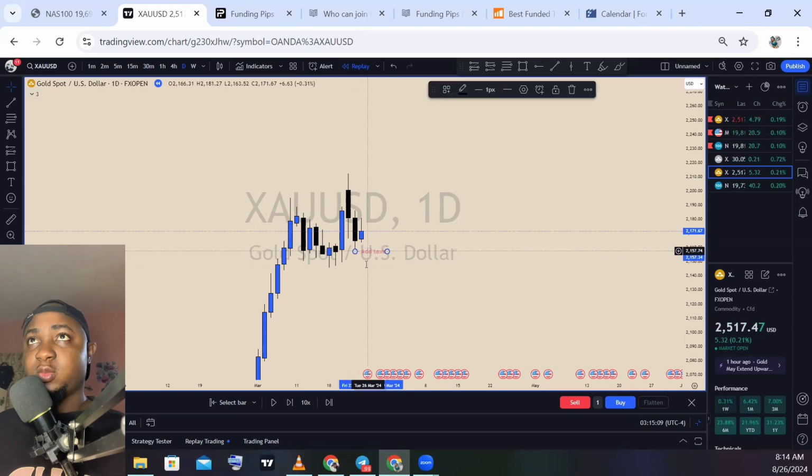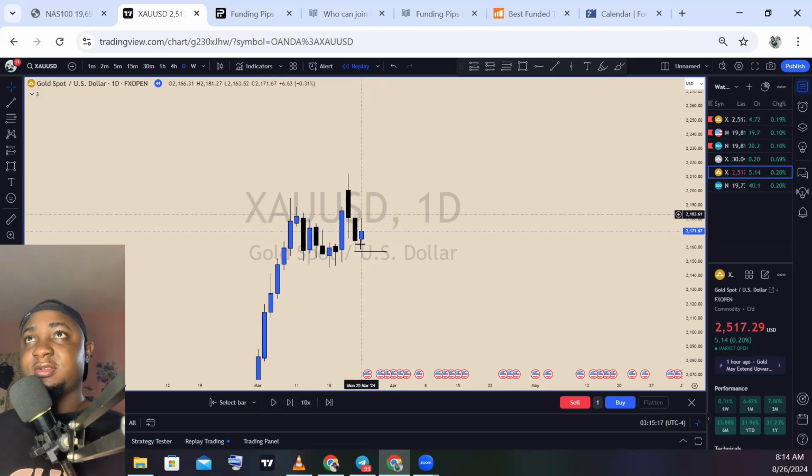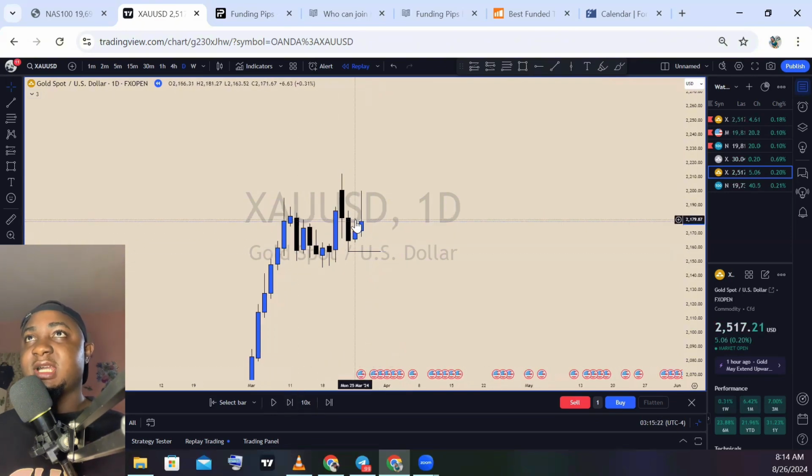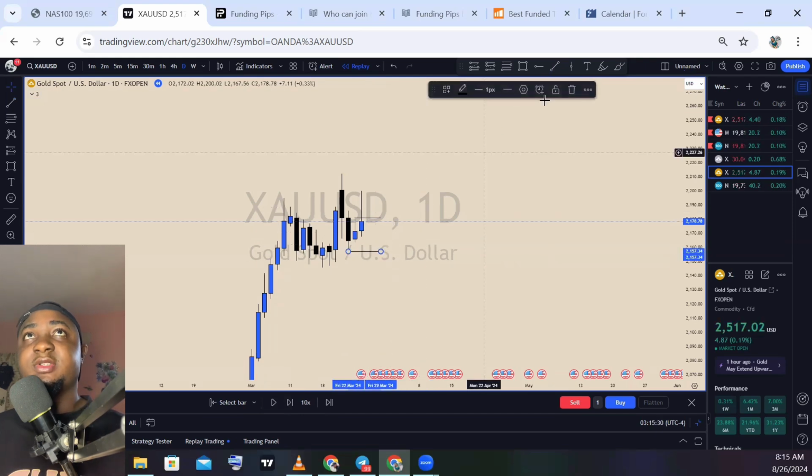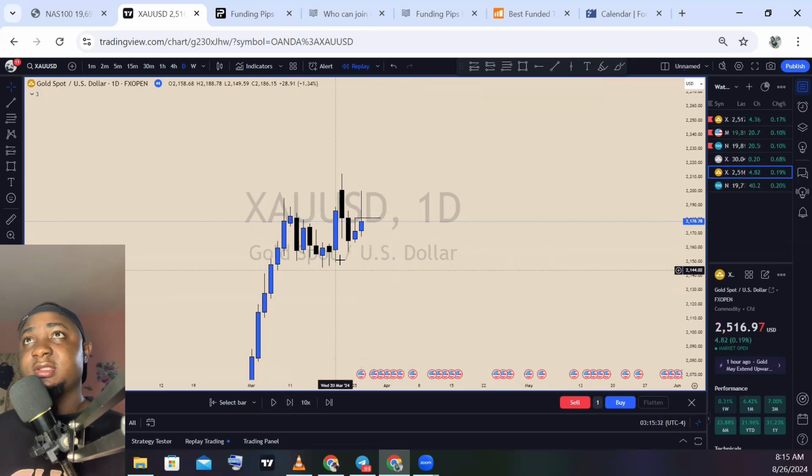As you can see, we did not take out this low. So the next day is going to be a consolidation day. Whenever price doesn't take out the high or the low, it's definitely a consolidation day. Now we took out this high and we closed inside of it. Again, remember I was talking about using the PD arrays around the daily time frame.